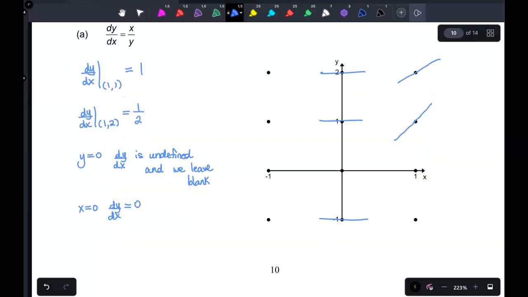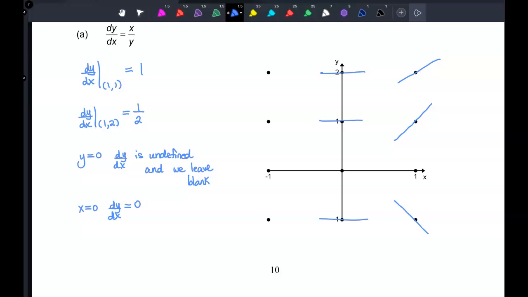Do we have to do this for every single dot? You have to do every single dot that's given, unless it's undefined. So that's why all the ones along here we're just going to leave blank. Okay, negative 1, negative 1. It's going to have a slope of 1. If you just do half and make it symmetrical, don't ask me that question.